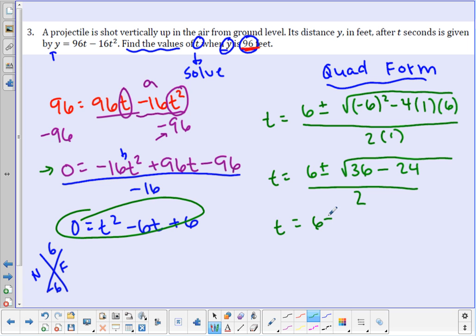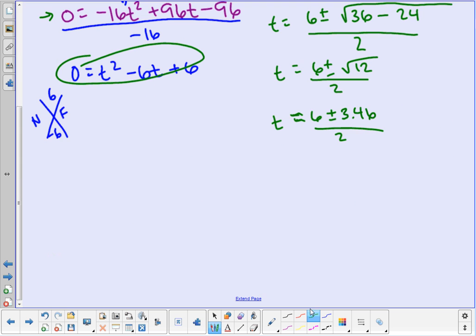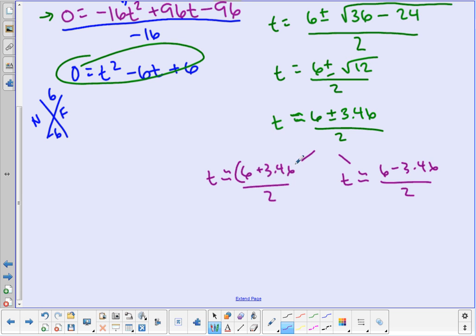I end up with 6 plus or minus the square root of 12 all over 2. And now I take the square root of 12. So 6 plus or minus, and the square root of 12 gave me 3.46. I guess I should technically be putting approximately equal to now. And then I would split that off from there. So this was t is approximately 6 plus 3.46 all over 2, and t is approximately 6 minus 3.46 all over 2.